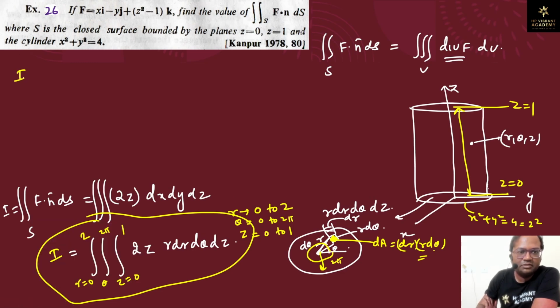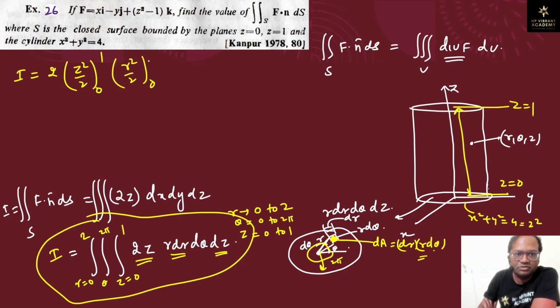Okay, so we have the value of I as, this is 2z and this is z. So z dz means 2 times z square upon 2, and the limit is 0 to 1 on z. And this is r dr, so this is r square upon 2, and the limit on this is 0 and 2. And at last we have d theta. So the integration of d theta is theta, and the limit is 0 to 2 pi.